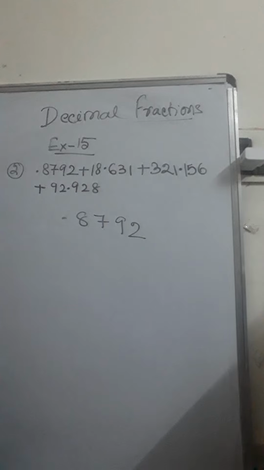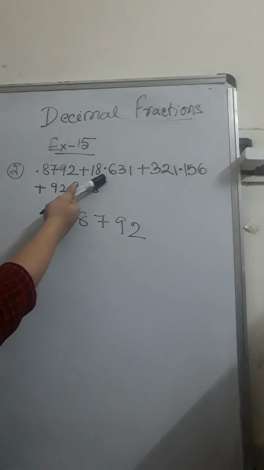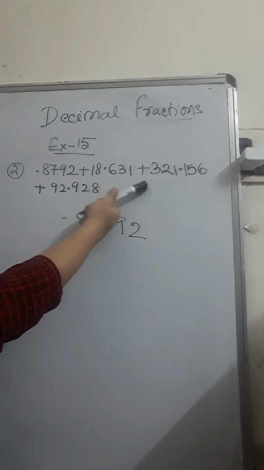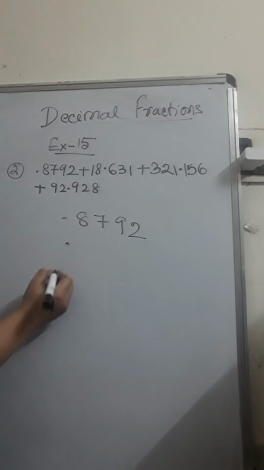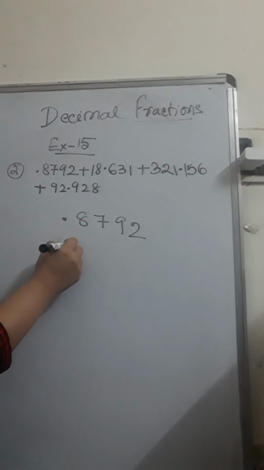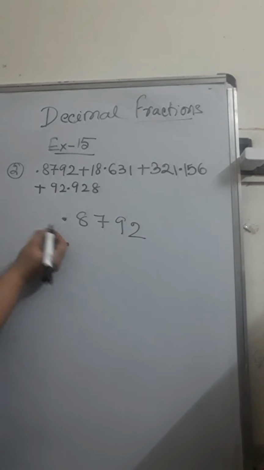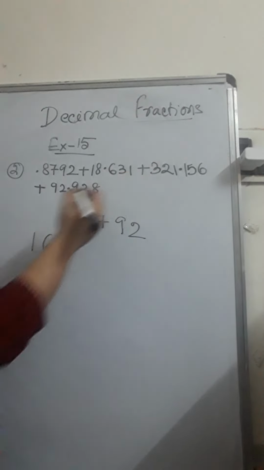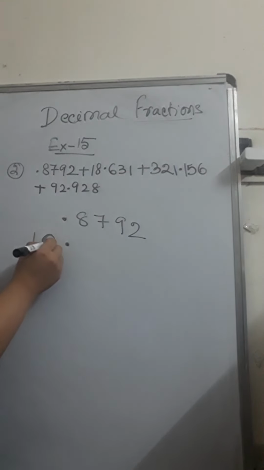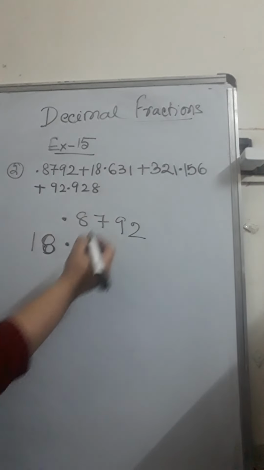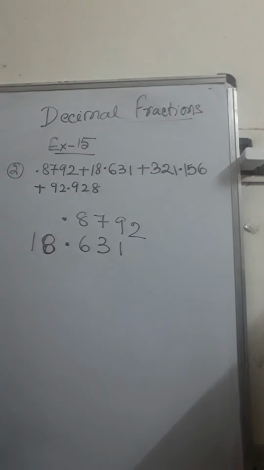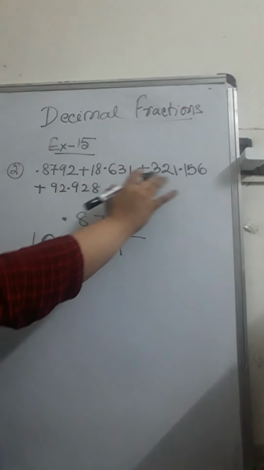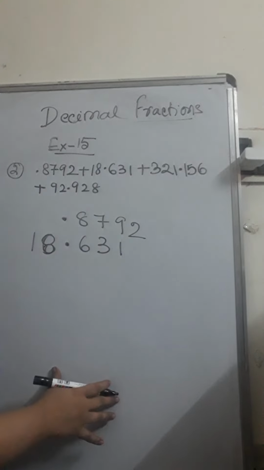Next number, it has a whole number part, 18.631. So whole number part means the point should be just under the other. So 18 will come before the point, and the rest of the number, 0.631, you will write like this. So horizontally it is given, you will first arrange it vertically.